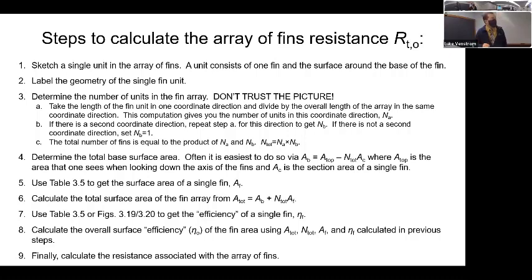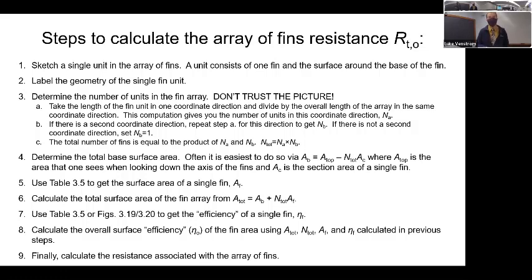So you're going to label geometry. Then once you've done that, once you've identified your single fin unit, you're going to figure out how many units you have in the array. And the most important thing here, your book is going to give you a picture. And in fact, we get a picture associated with problem 3150.